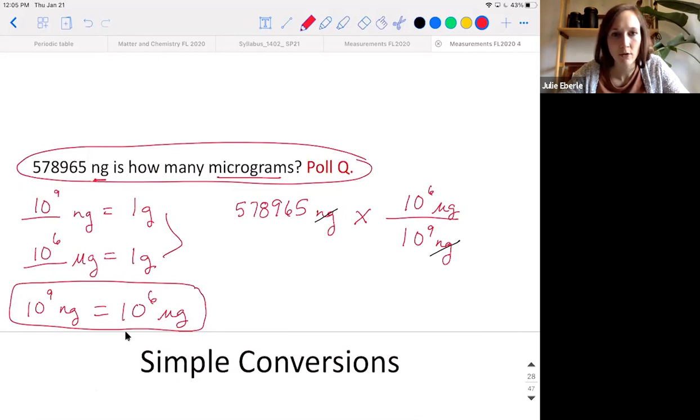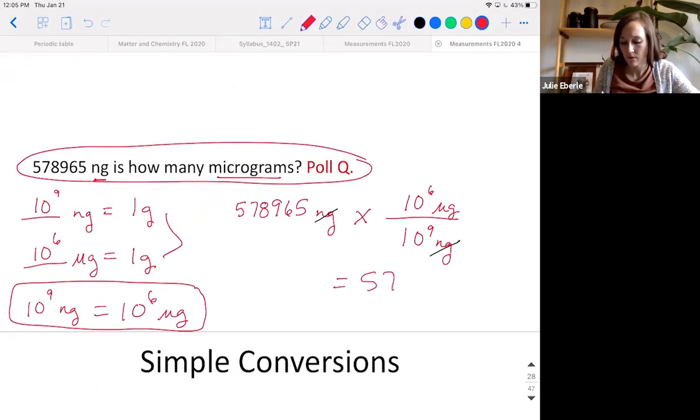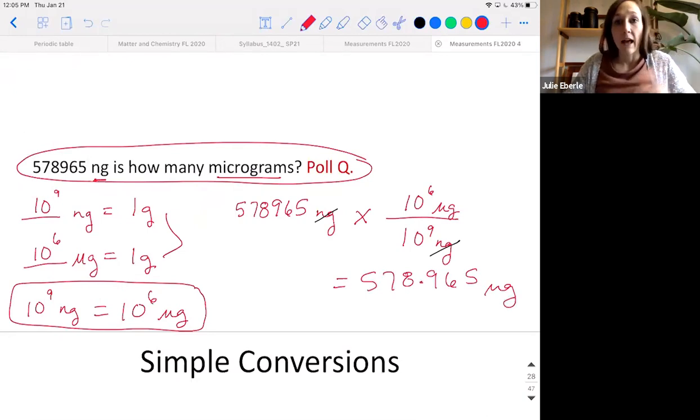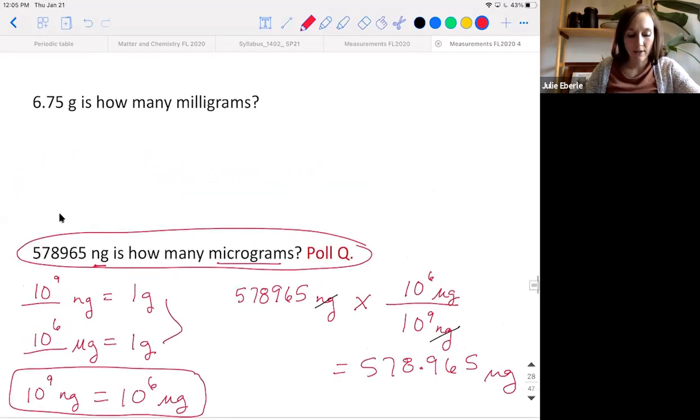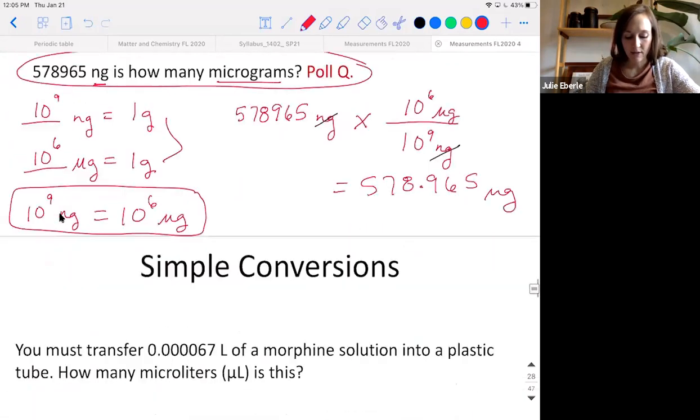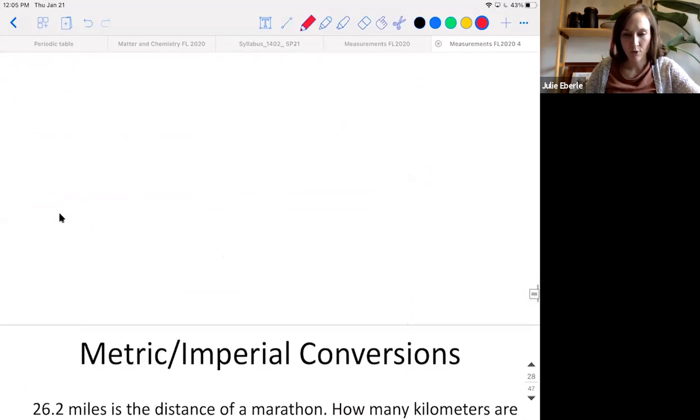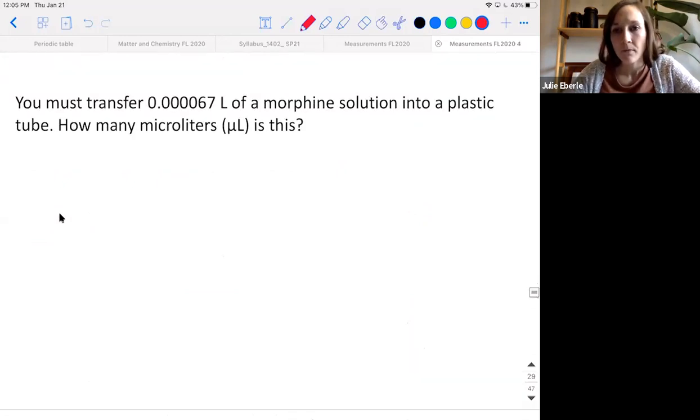All right, I'm gonna end the poll since we're at time. I'm gonna share the results. So you should have gotten, the most common answer was 578.965. And the unit there is micrograms, okay? So that was a little bit of an intro today on how to do simple conversions. You can work on these other ones as well for more practice. There's more here, some word problems. We'll do some more of these next week.